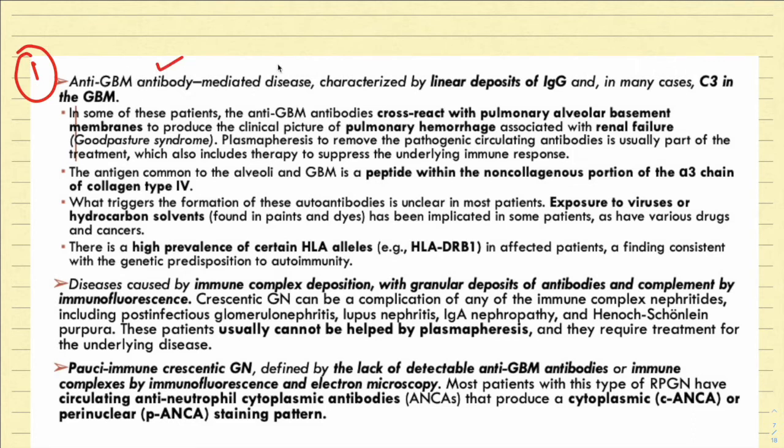antibody mediated disease, that is the anti-GBM antibody mediated disease, where we had seen that there was a linear deposition of immunoglobulin in the immunofluorescence study, and in many cases you can see C3 deposition also. We have also seen that those individuals who have anti-GBM antibodies are not only attacking the basement membrane of the kidney, but they will cross react with the pulmonary alveolar basement membrane, leading to pulmonary hemorrhage, and this condition associated with renal failure is called Goodpasture syndrome.